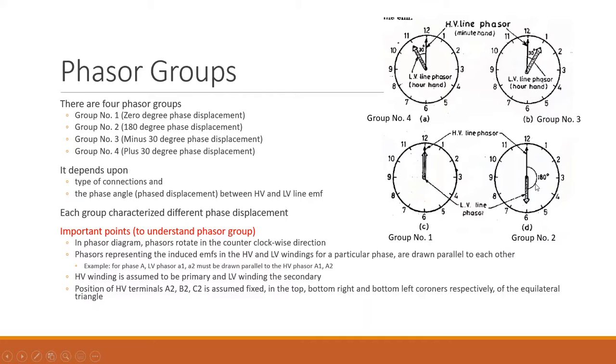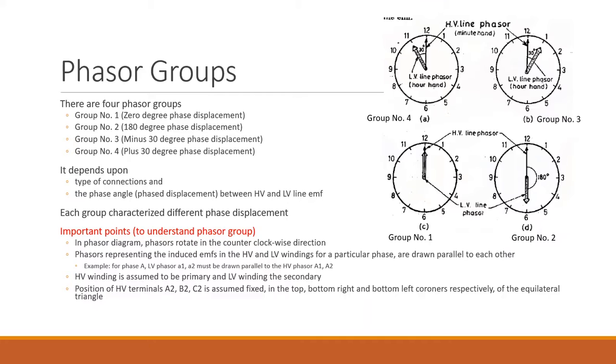Then group number 3, which is called the minus 30 degree phase displacement. In this diagram, it is given in this figure. So you could see that there is a displacement of 30 degrees. And group number 4 will be of plus 30 degree phase displacement. So there are 4 groups which are representing 0 degree, 180 degree, plus 30 degree and minus 30 degree phase displacement.